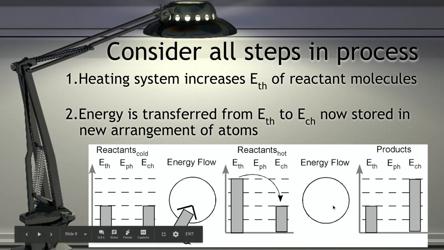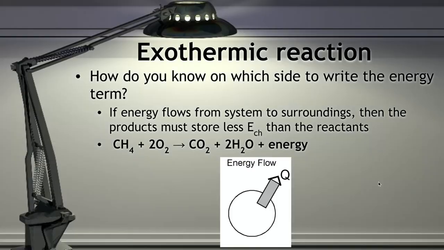So for an endothermic reaction, I add energy to the system, it gets transferred over to chemical, and then I end up with higher energy in my products, in my chemical energy. I'm going to say the exact opposite for an exothermic reaction. So here's an exothermic reaction. A combustion reaction, and we did this in worksheet number 4, question 3, is going to be an exothermic reaction.